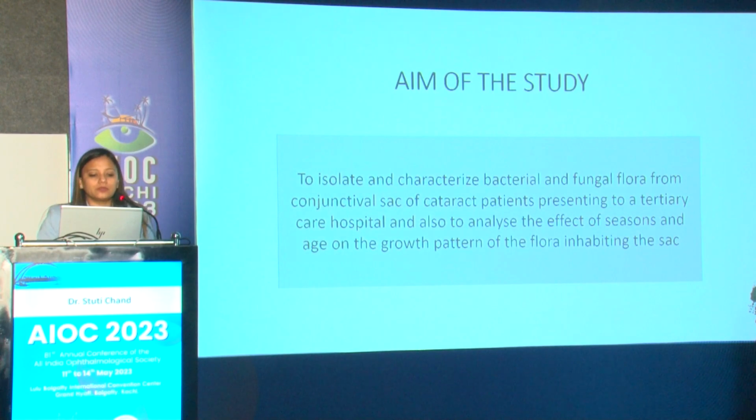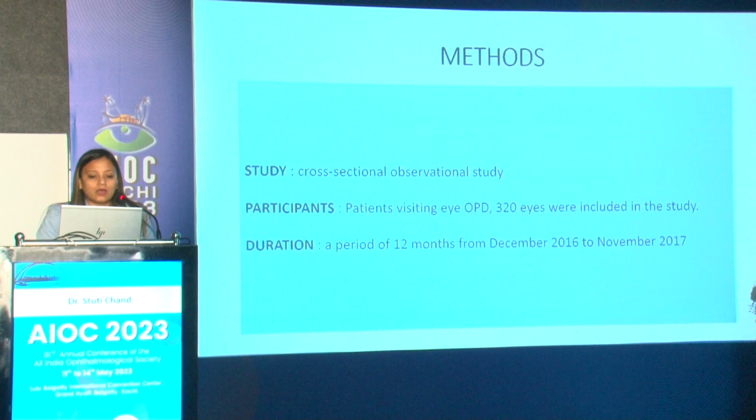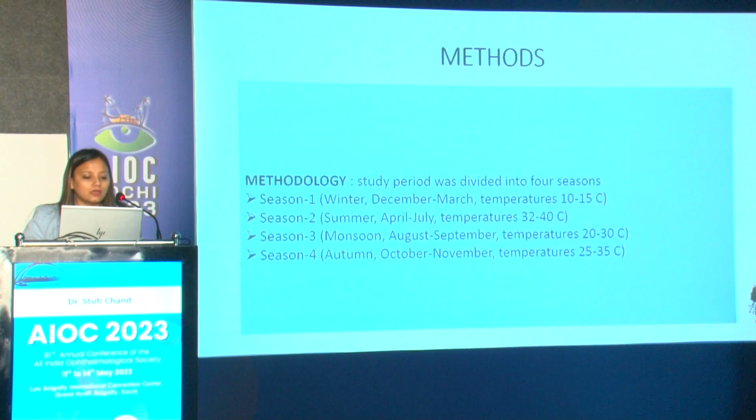The aim of the study was to isolate and characterize bacterial and fungal flora from the conjunctival sac of cataract patients presenting to a tertiary care hospital, and also to analyze the effect of seasons and age on the growth pattern of the flora inhabiting the sac. Our study was a cross-sectional observational study in patients visiting the IOPD, and 320 eyes were included over a period of 12 months from December 2016 to November 2017.